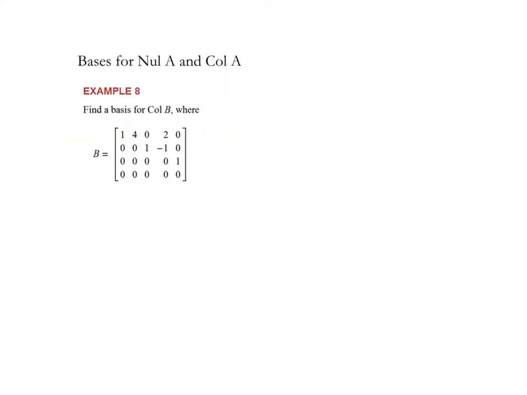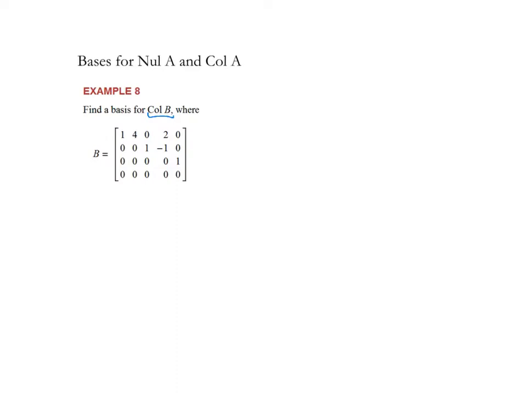In the next two examples, we look at bases for the null and column space of a matrix A. In this first one, we're looking specifically at a basis for the column space. Okay, and what we can see in this example is that we have a matrix that's in reduced echelon form. So there's zeros below the ones, zeros above the ones, the pivots, and a row of zeros at the bottom.